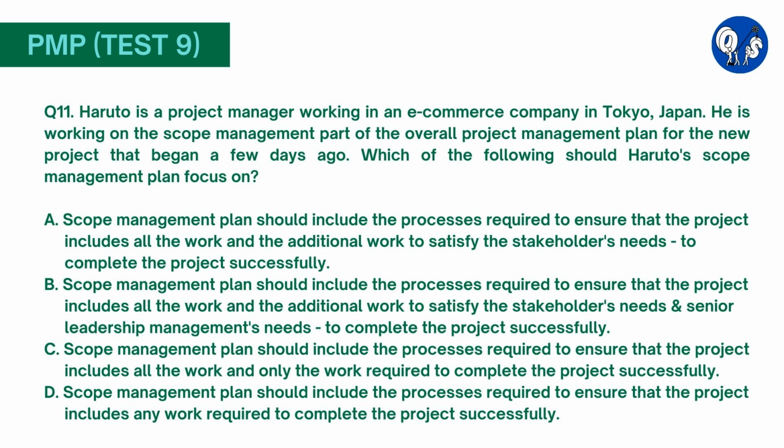B. Scope management plan should include the processes required to ensure that the project includes all the work and additional work to satisfy the stakeholders' need and senior leadership management's need to complete the project successfully. C. Scope management plan should include the processes required to ensure that the project includes all the work and only the work required to complete the project successfully. D. Scope management plan should include the processes required to ensure that the project includes any work required to complete the project successfully. Here, option C is correct.